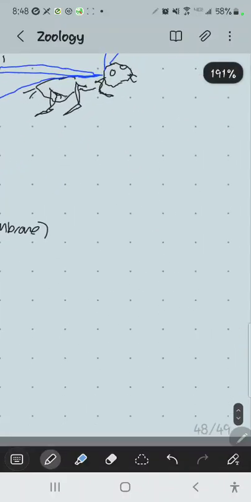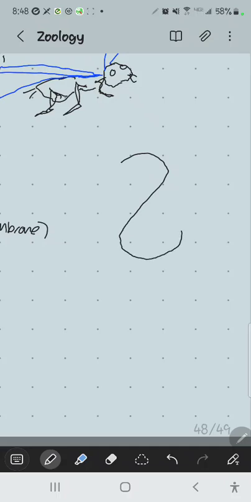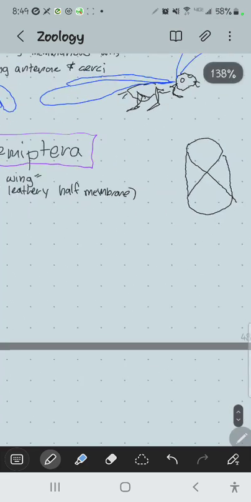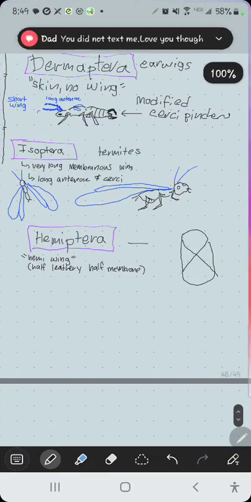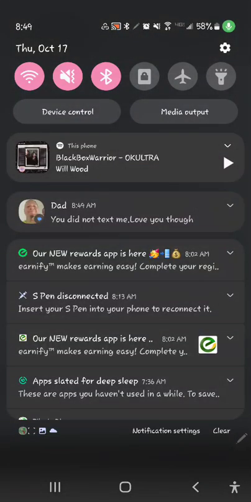Where the wing kind of has this X appearance on the back. The leathery part of the wing is kind of like the base here, like this. And then the membranous part of the wing is folded over the back like this. And then this is the thoracic plate, or the mid-thorax. But what I think it has is kind of like this X-wing appearance. And you can kind of see that on these.